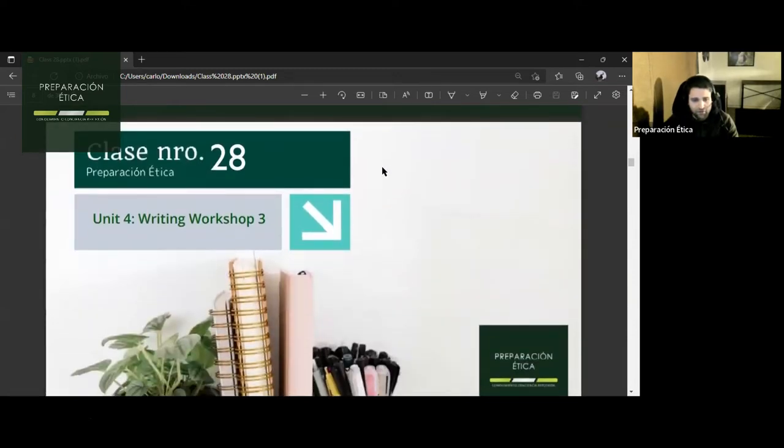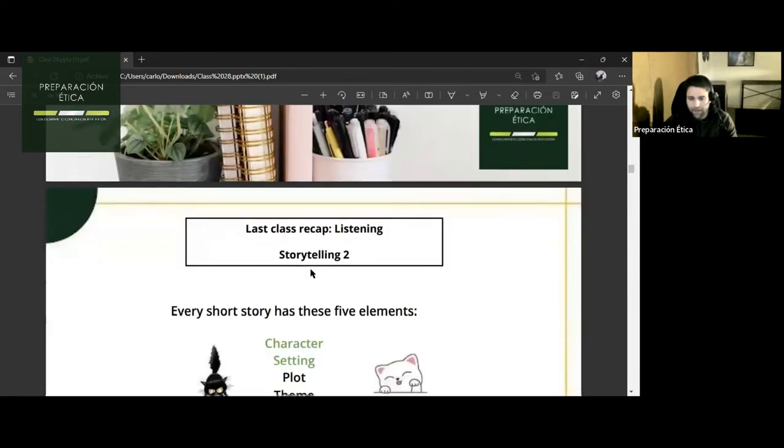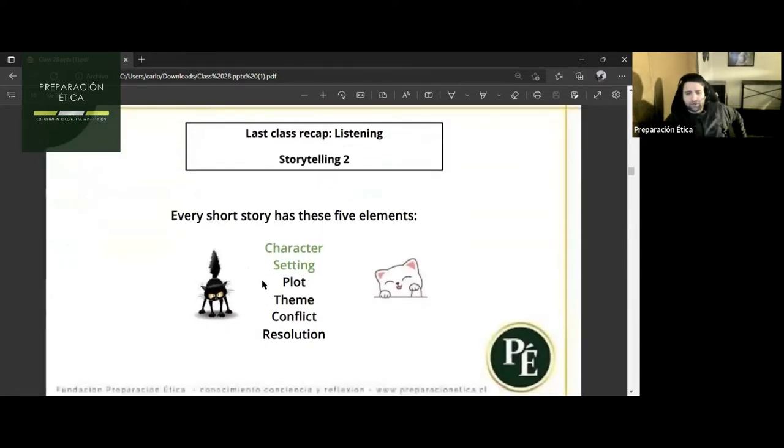So today we have unit 4. We're going to continue with our writing workshops. It is class number 28. We only have like 8 or 9 classes left, guys. So it's been a pleasure. Last class, we talked about characters and settings. We know that every short story has 5 elements, or more, it could be more. Here are 6, as you can see. I put the resolution because we forgot about that.